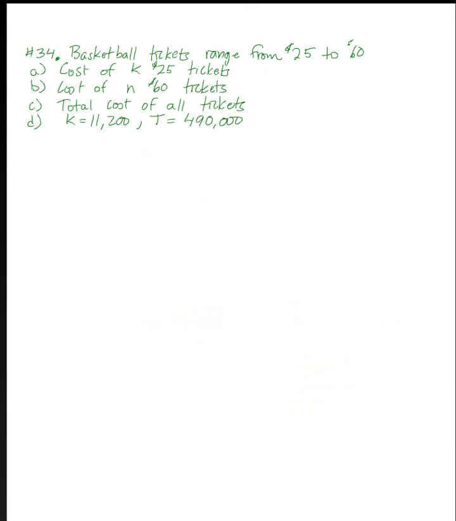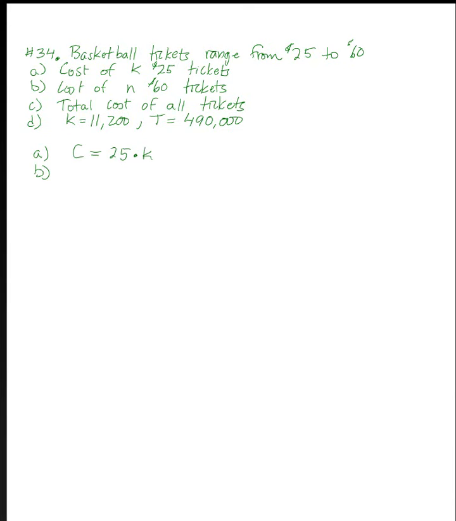Okay, problem 34 on page 227 says, basketball tickets at the University of Illinois Urbana-Champaign ranged from $25 to $60 in 2009. Part A, find a formula for the total cost of K tickets that sold for $25 per ticket. So my answer for part A would be $25 per number of tickets sold. So it would just be 25 times K. $25 for every ticket. If I sold 10 tickets, that would be 25 times 10.